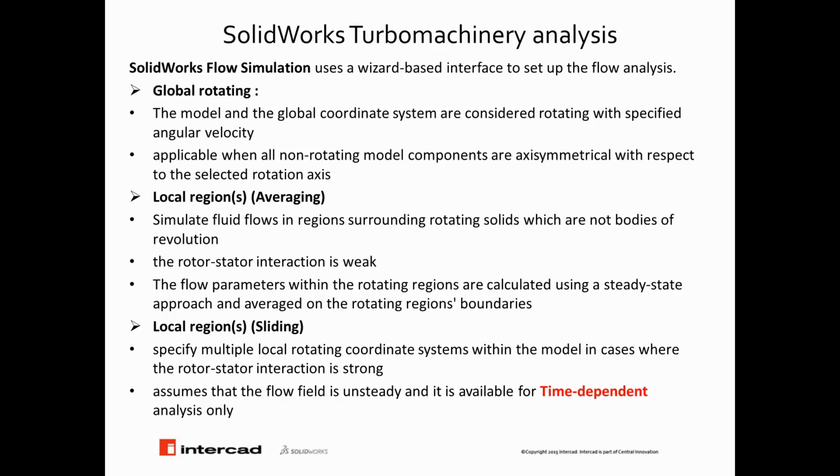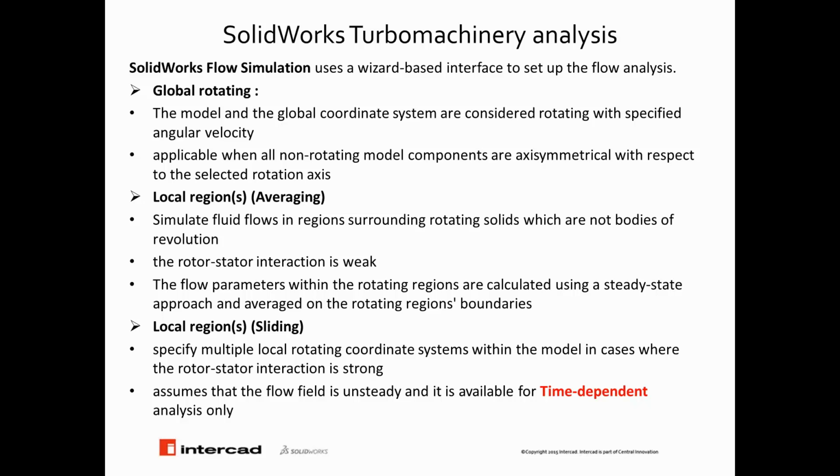Well, the model and the global coordinate system are considered rotating with the specific angular velocity, meaning we have transferred. It is well applicable when all non-rotating model components are symmetrical with respect to the selected rotation axis. We're mostly talking about axial flow in, axial flow out. The other one, we might have multiple of these regions, and we would like to focus on setting up multiple of them. That is one of the things.